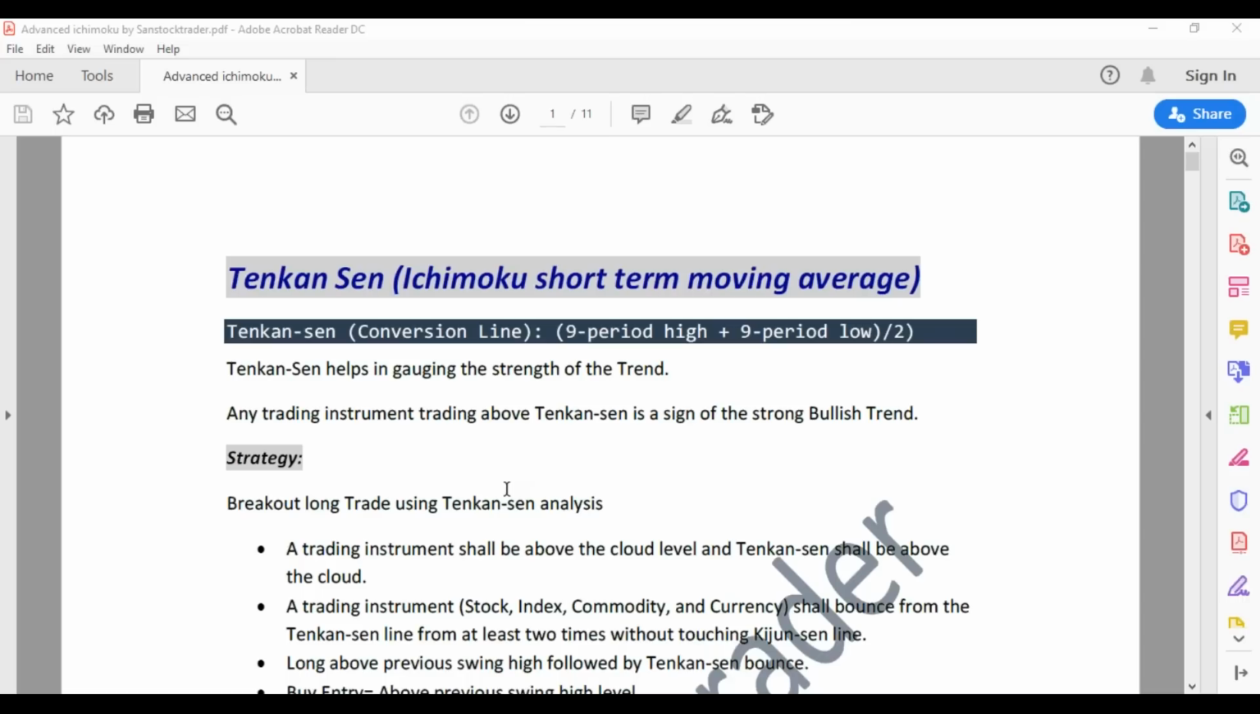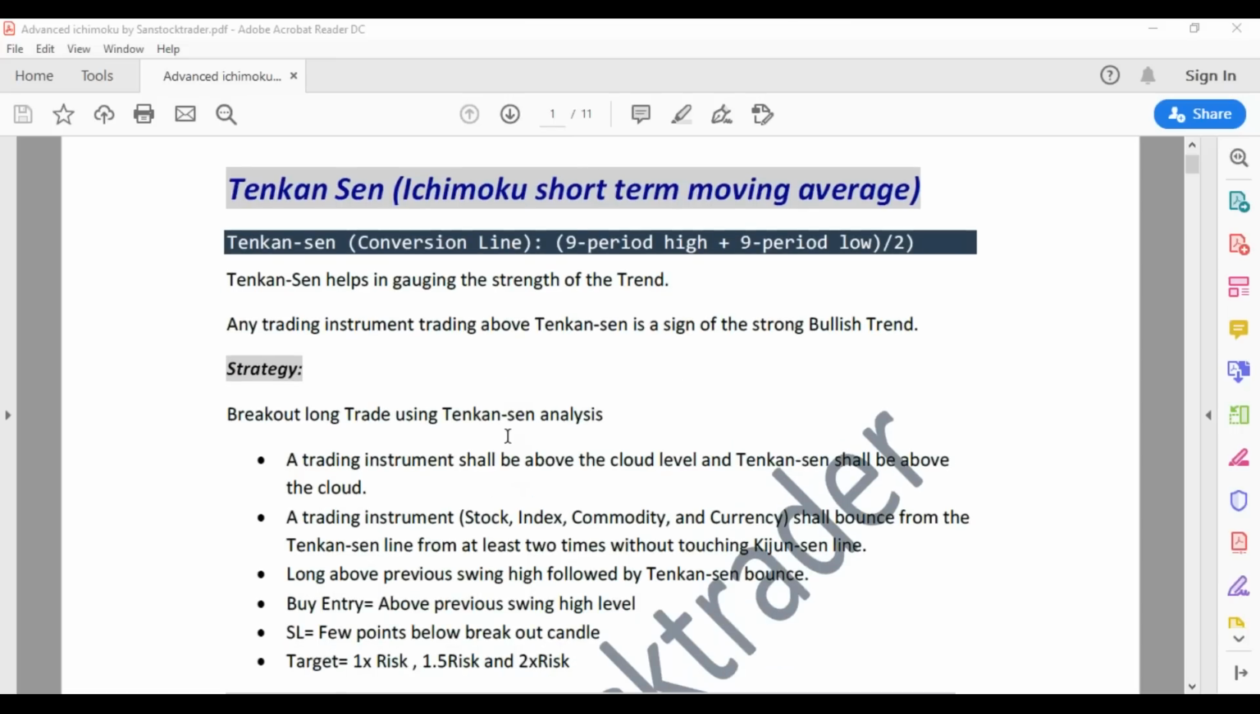Many people have a problem that the words used for the Ichimoku trading system are difficult to remember, so I have tried my best to simplify it. Let's say Tenkan-sen. For simplicity, it is the Ichimoku short-term moving average. The formula is in front of us: the 9-day high plus the 9-day low, divided by 2. That's it, simple. Now I will use this Tenkan-sen to take the breakout trade.